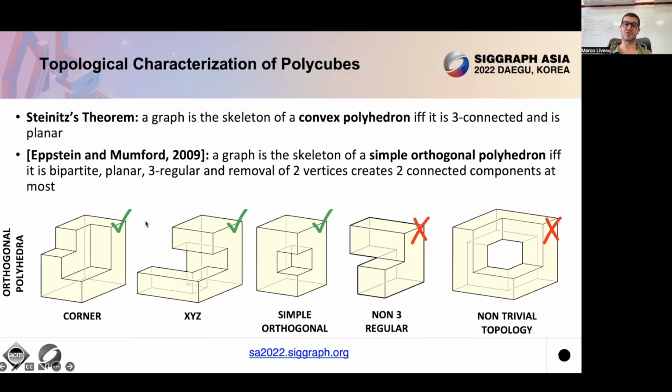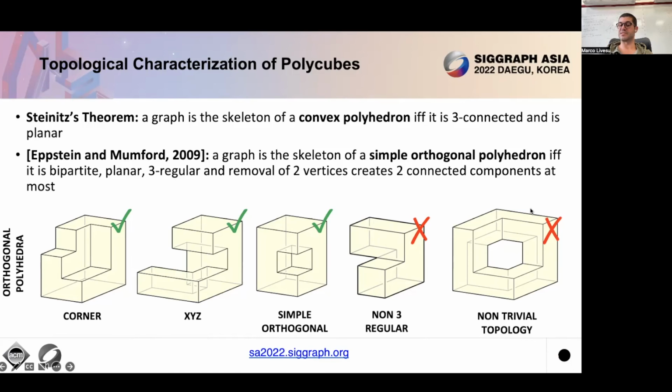The problem with this definition, besides this complexity, is that it doesn't cover the whole space of shapes that you're interested in, because it covers, for example, these 3 classes of orthogonal polyhedra: corner, XYZ polyhedra, and simple orthogonal polyhedra. What it doesn't cover is shapes like this, which are non-trivalent because this point here has 4 incoming edges. So the valence of this vertex is 4. So this is beyond the theory of Epstein and Mumford.